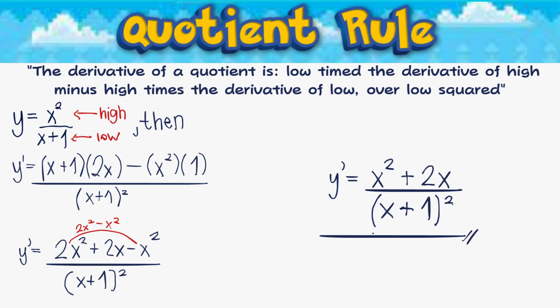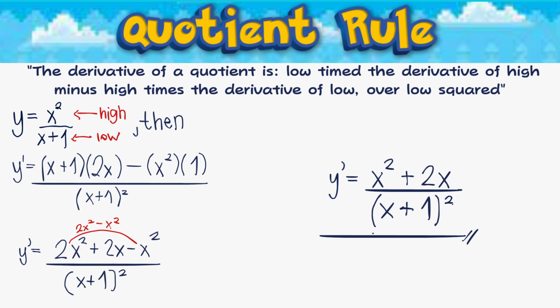For example, we have y equals x squared all over x plus 1. Our high here is x squared and our low is x plus 1. Now let's find the derivative of y. So y prime is equal to (x plus 1) times 2x, which is the derivative of high, minus x squared times 1, which is the derivative of low, all over (x plus 1) quantity squared.